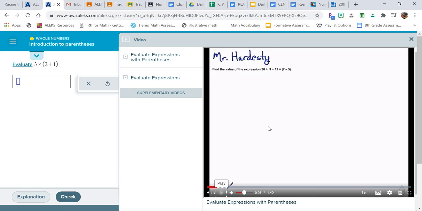Again, put this in your ALEKS notebook. Take this problem, write it down, and work through the problem with the tutor as he or she goes. And then again, you'll have it for reference when you do the next problem.